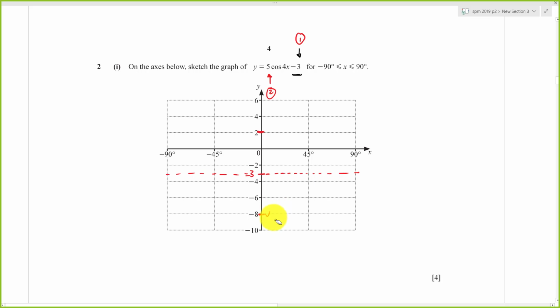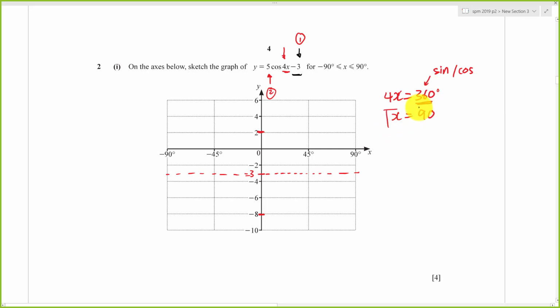Alright. Then lastly, you focus on the 4x. 4x means in 360 degrees you have 4 cycles. Or if you want to know your 1 cycle, you can always do 4x equals 360. This 360 is fixed for the sine graph and cos graph. The tangent graph will be 180. So no matter how many x, you always equal 360 degrees for sine and cos. Tangent will equal 180. Then x will be 90.